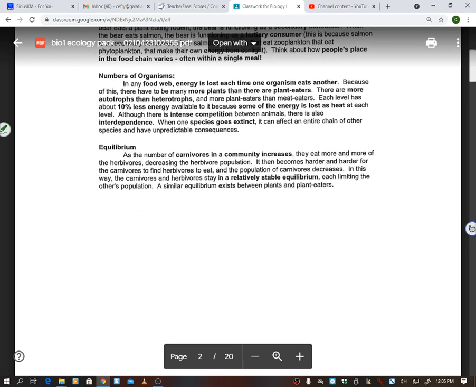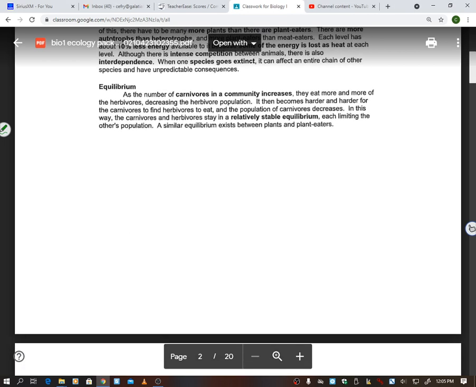So let's see here. I talked a little bit about this one on number of organisms. It says in any food web, energy is lost each time one organism eats another. So I already talked about that. And here's kind of the rule: each level has about 10% less energy available because of energy lost, right? So there's that.